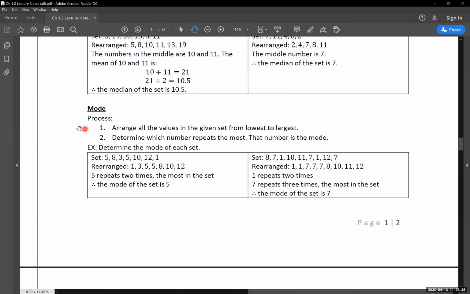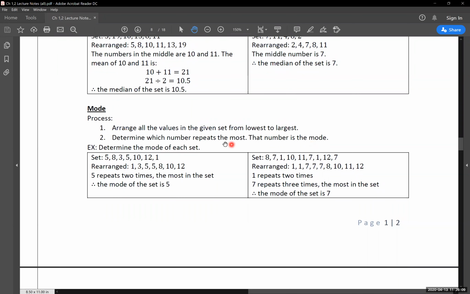I highly recommend that you do this first step. It is not absolutely required, though. I think this rearrangement makes it a heck of a lot easier to actually see what repeats more often than anything else, but you could do it without that. I just think it makes life a heck of a lot more painful. Once you've done that, just determine which number repeats the most, and there's the mode. There's not much to it beyond that.